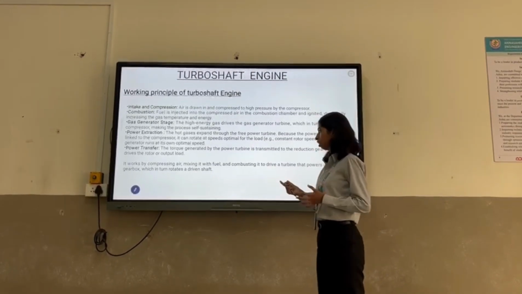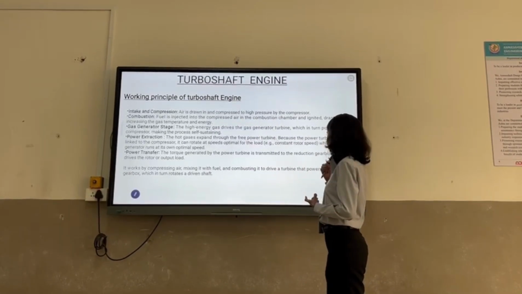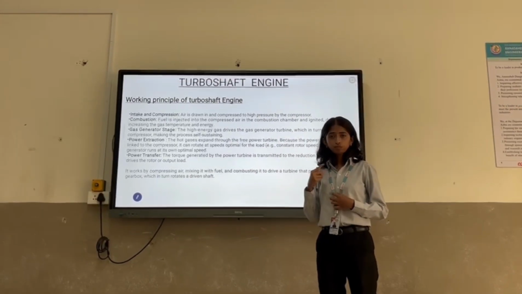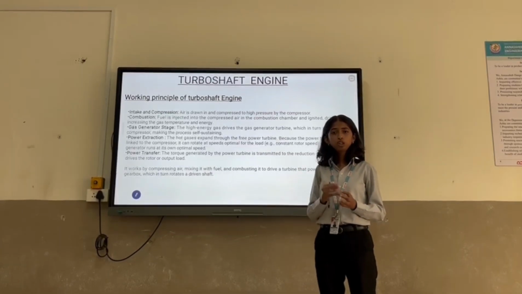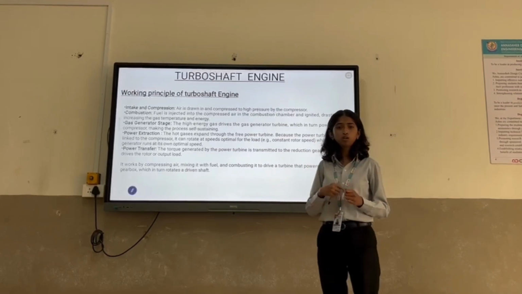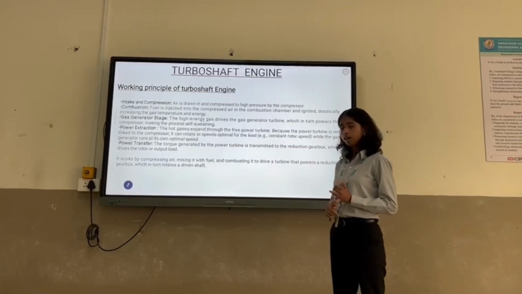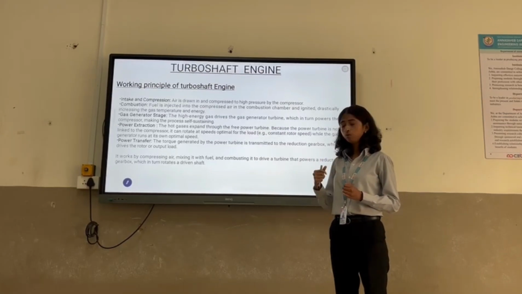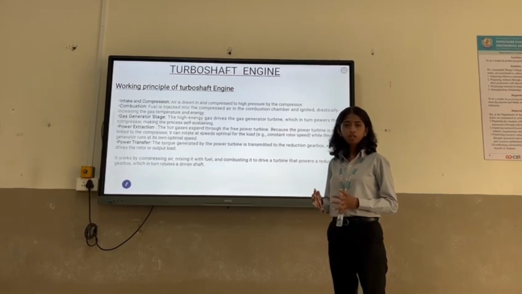Now let's talk about the power transfer. The torque generated by the power turbine is transmitted to the reduction gearbox. The reduction gearbox is a very important and crucial part, because the turbine blades are rotating at a very high RPM, and to reduce the speed, we need a gearbox which drives the rotor or the output shaft. So basically it works by compressing air, mixing it with the fuel, then combusting it to drive the free turbine, and at the end we have a gearbox to reduce the speed of the rotor blades.